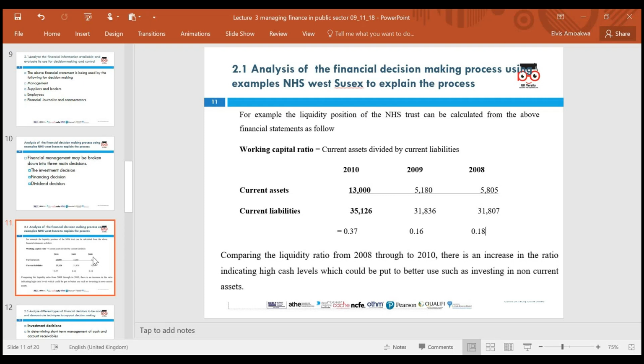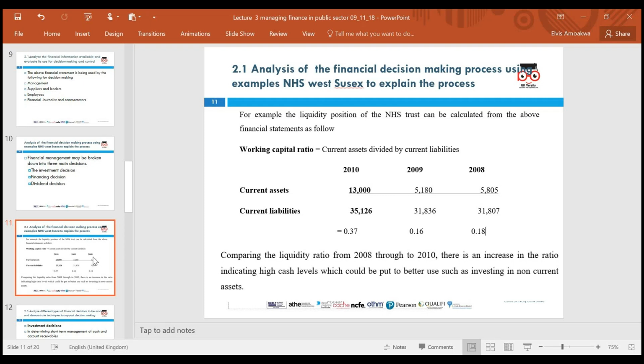Comparing the liquidity ratio from 2008 to 2010, there is an increase in the ratio, indicating a high cash level, which could be put to better use, such as investing in non-current assets like building more theaters, getting more MRI scanners, and all those things. So from 0.18, it came to 0.16, now it is 0.37, which means that the liquidity position of the organization is improving. So these are some of the ways that we can lay hands on the financial information of the organization, and then try to analyze.